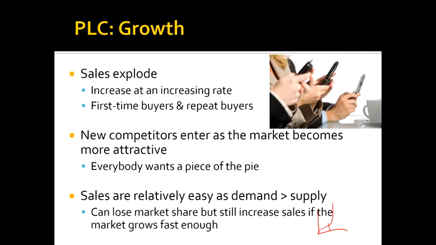So companies can still do well even if they're not doing a great job, as long as their sales are going up faster than they lose market share. That happens because the market keeps growing, and that curve is so steep often during the growth stage that the market's growing at an increasing rate. It's growing at 5%, then 10%, then 20%, then 30%. So it's very attractive to different companies who want to try to get into that market.